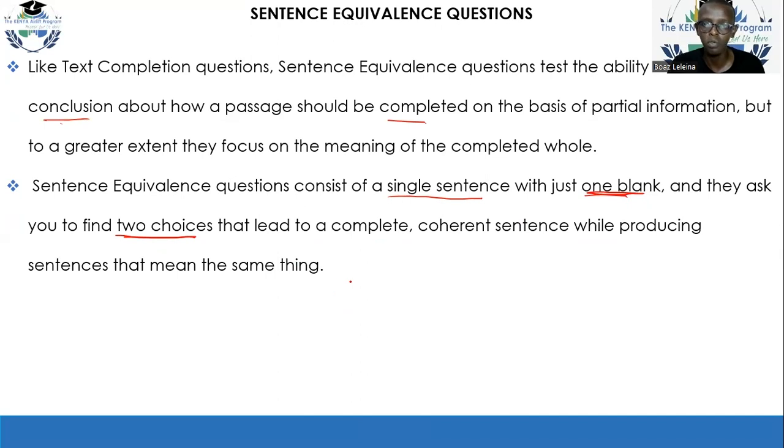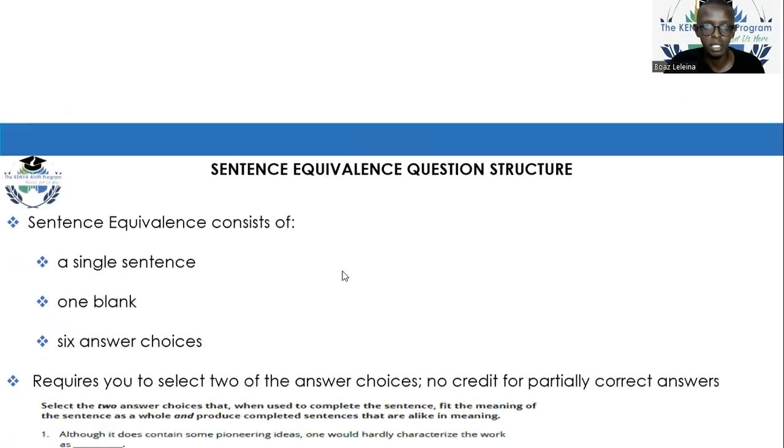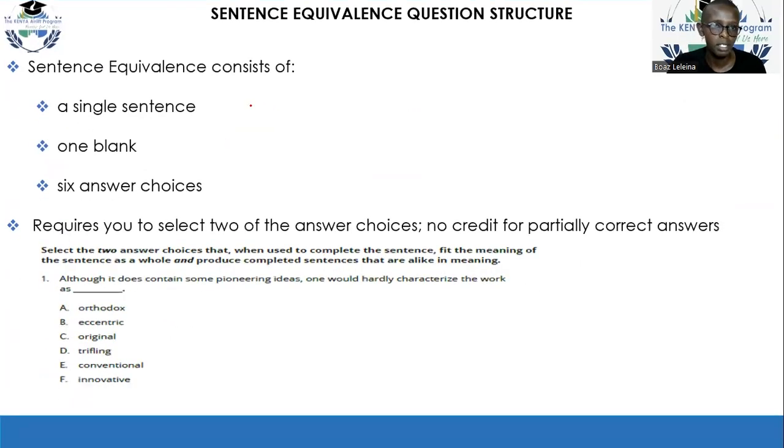Let's look at a question example to understand what this means. Sentence equivalence consists of a single sentence, 1 blank, and then 6 answer choices. You are given 6 answer choices, and then you just have to pick 2. From these 6, pick 2 that mean the same thing. You're given 1 blank, as you see here, and then a single sentence. Let's look at this question here. Select 2 answer choices that, when used to complete the sentence, fit the meaning of the sentence as a whole.